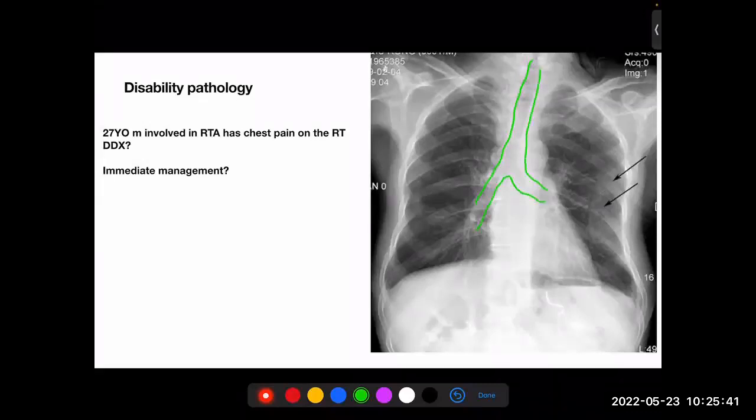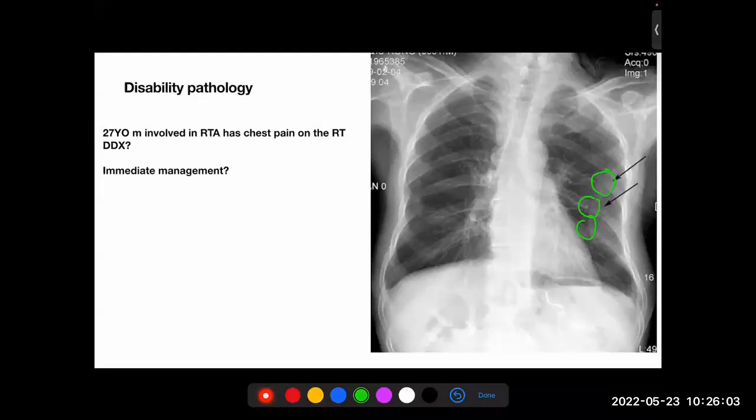Normal trachea. Normal lungs. Okay. Someone is finding this very funny. Then look at the ribs now. We have not been looking at the ribs. The ribs are fractured. They are rib fractures.